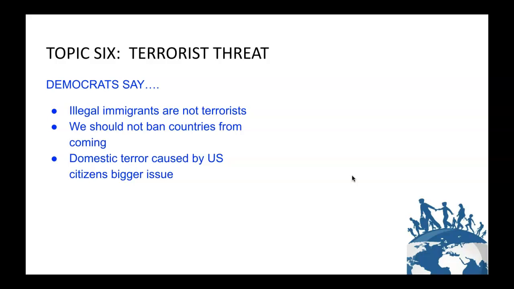Democrats might be the types of people to say that when you look at gun violence in America and mass shootings that have taken place, most of those people who've actually done that were actually U.S. citizens. So maybe we're focusing on the wrong issue.